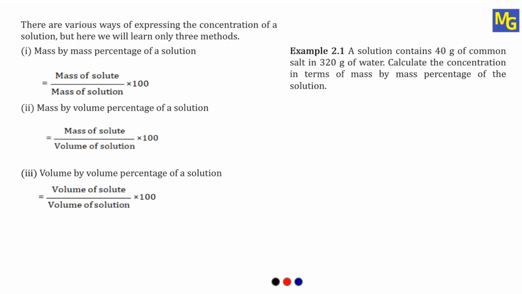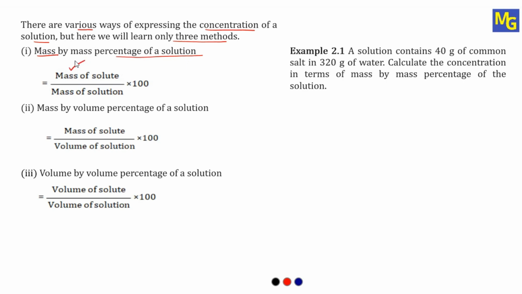As I told, expressing concentration is very important. So now we will see a little bit in detail about concentration. There are various ways of expressing the concentration of a solution, but here we will learn only three methods. See here, first is mass by mass percentage of a solution. If you want to tell the concentration of any particular solution, there are many methods, but for your syllabus you have three. First one is mass by mass percentage of a solution.